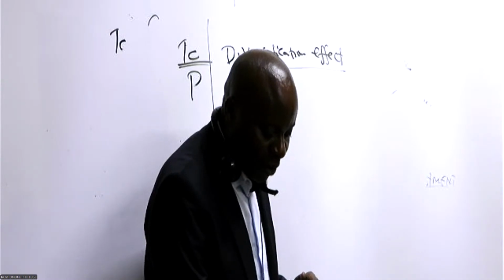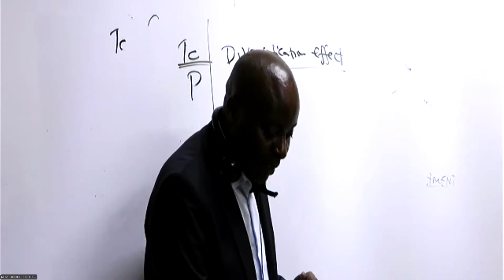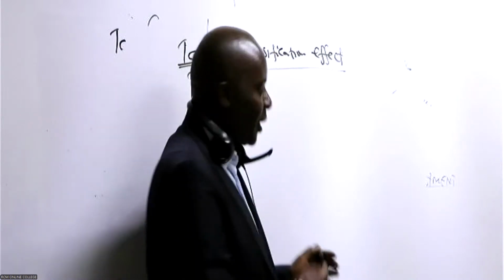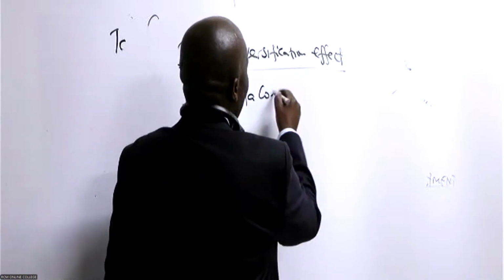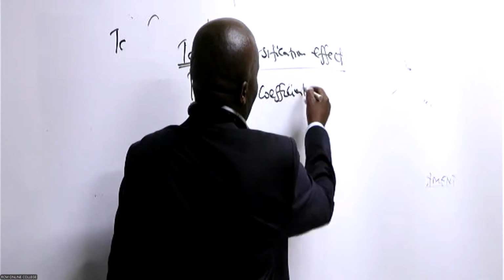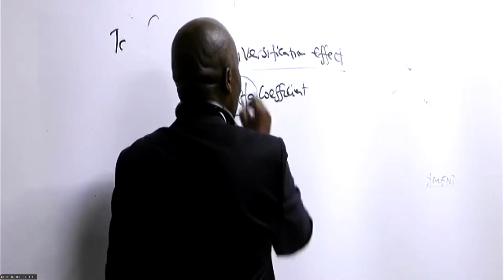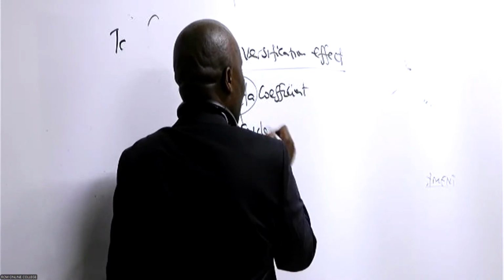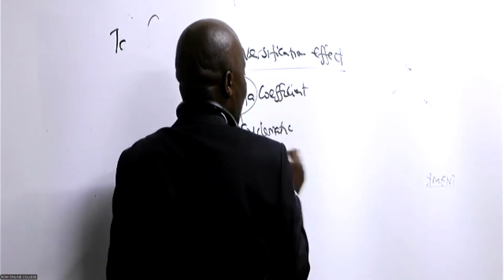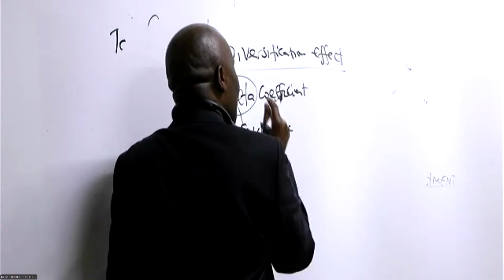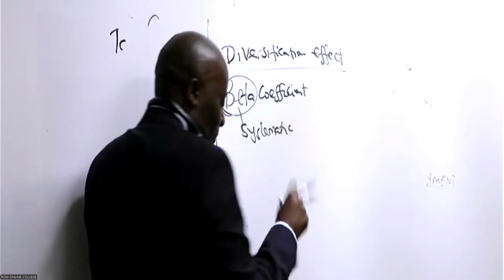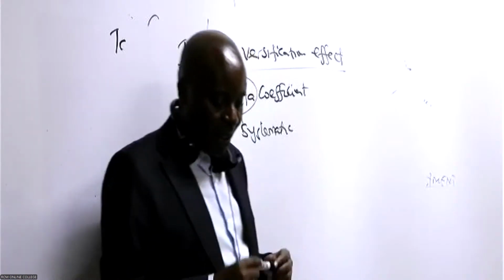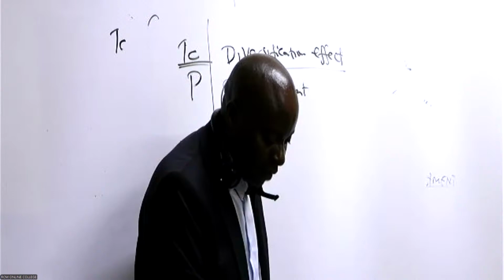I would want us to look at this question that they keep on repeating. What is the beta coefficient? Remember what we said in our last week's class. Beta is a measure of systematic risk. Just like standard deviation measures total risk, beta measures systematic risk, that risk that cannot be diversified.